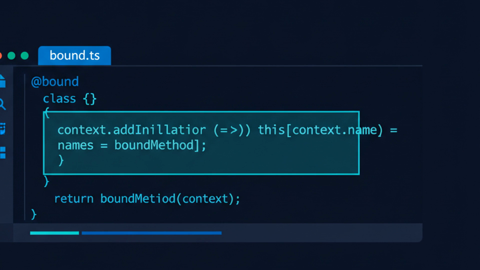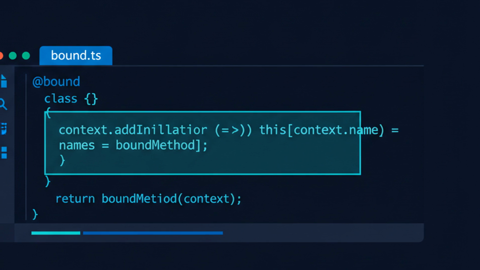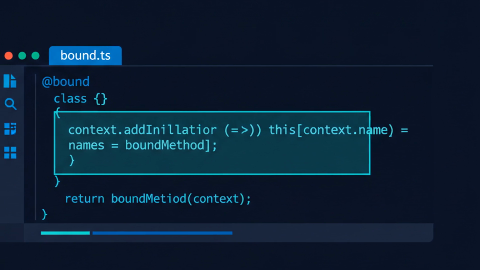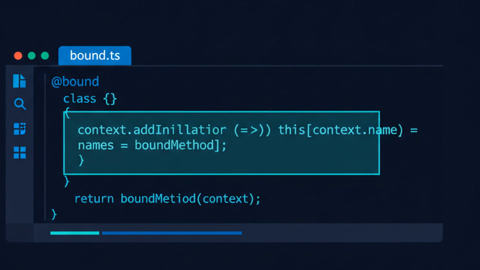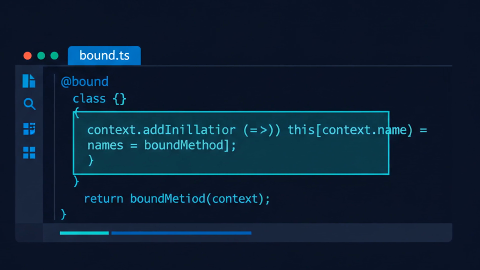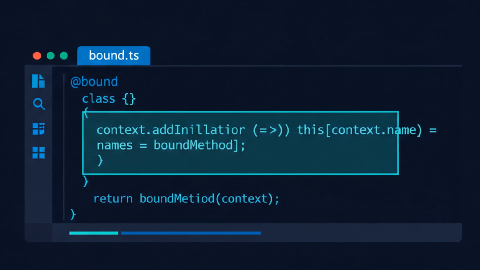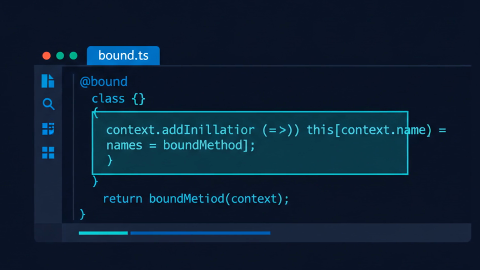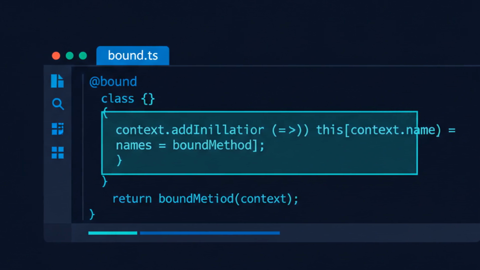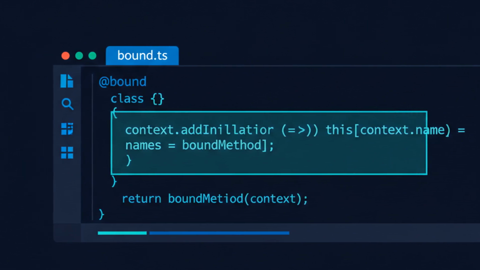The context gives you addInitializer, a callback that runs once per instance during construction. With this bound to the instance, we use it to permanently bind the method to its instance, so you can pass it as a callback without losing this. This replaces the old bind-in-constructor boilerplate entirely.